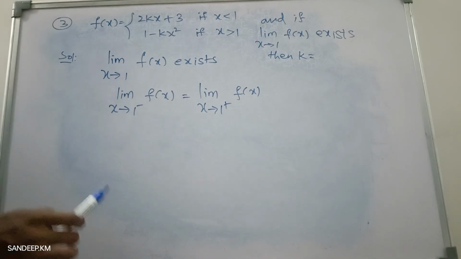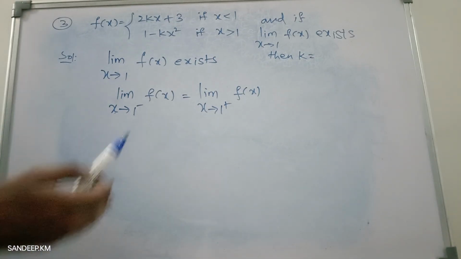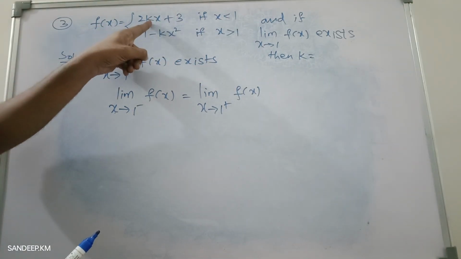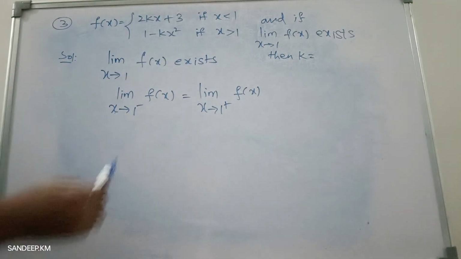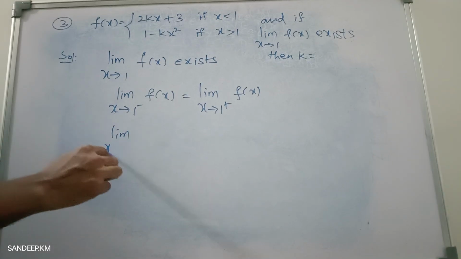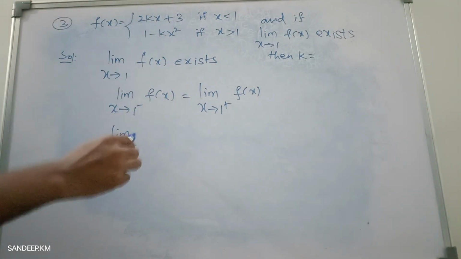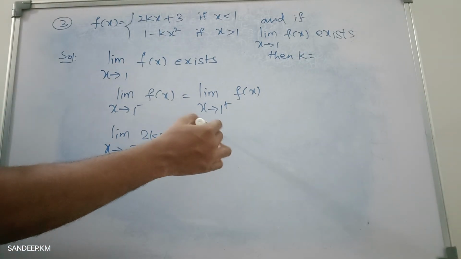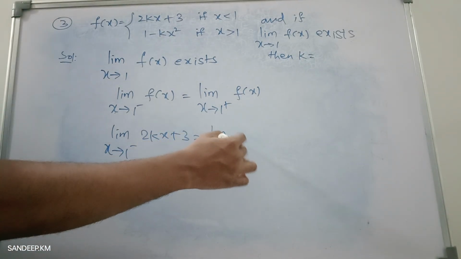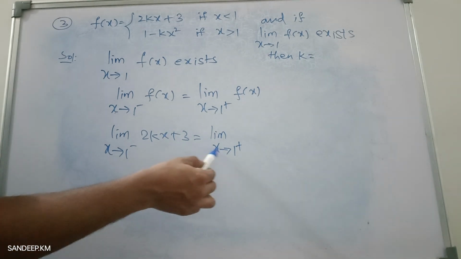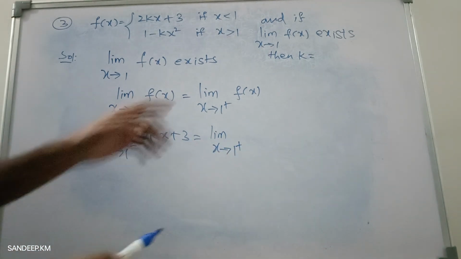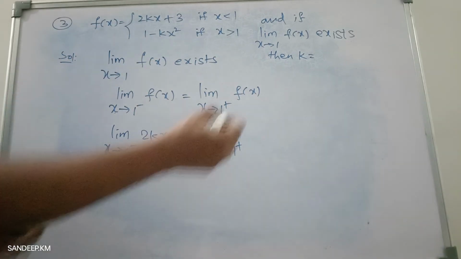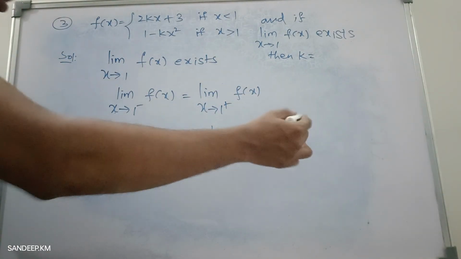So observe one thing, x approaches 1 minus means x is less than 1, and when x is less than 1, f of x is equal to 2kx plus 3. So here limit x approaches 1 minus f of x is 2kx plus 3. And on the right side, limit x approaches 1 plus means what? x is more than 1. When x is greater than 1, f of x is equal to 1 minus kx square.